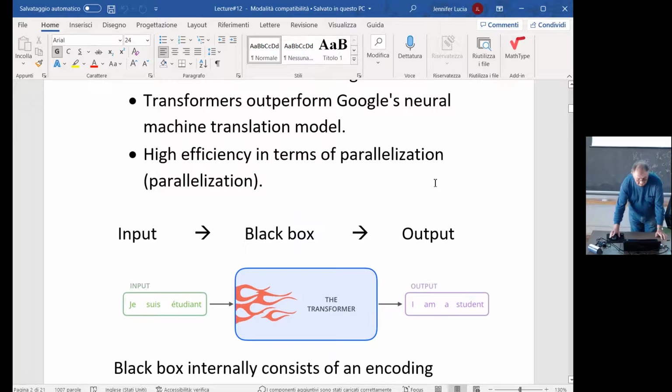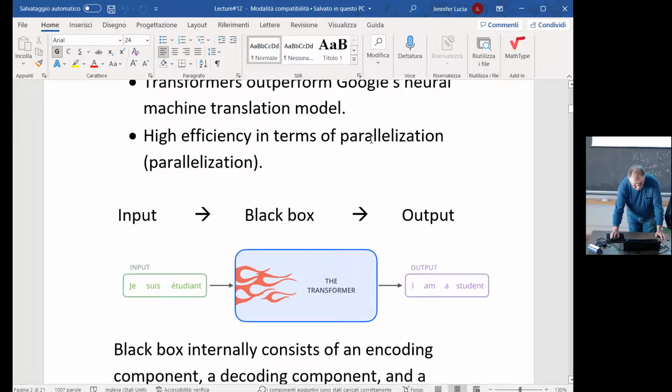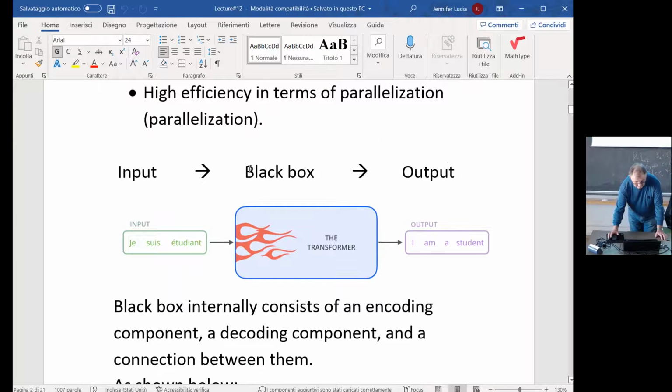And so, how does the transformer work? There is some input, like now the phrase, je suis étudiant, then a black box, the transformer, then we see what it means. And then the output should return us the English phrase, I am a student.